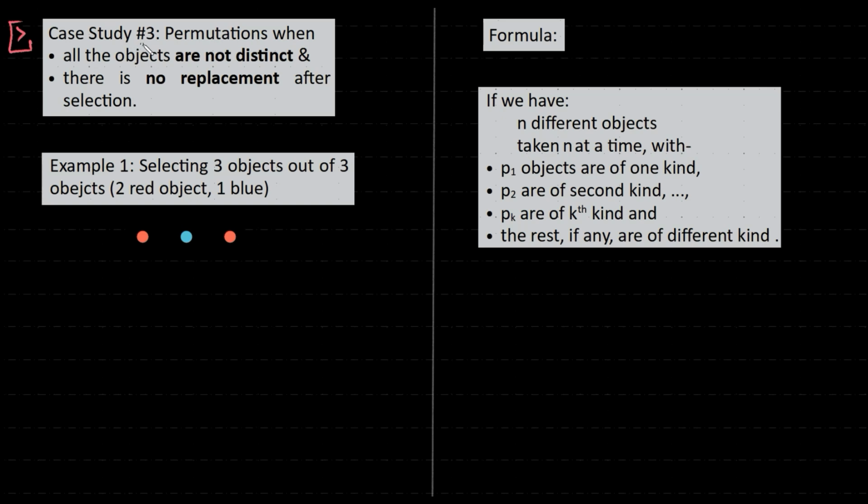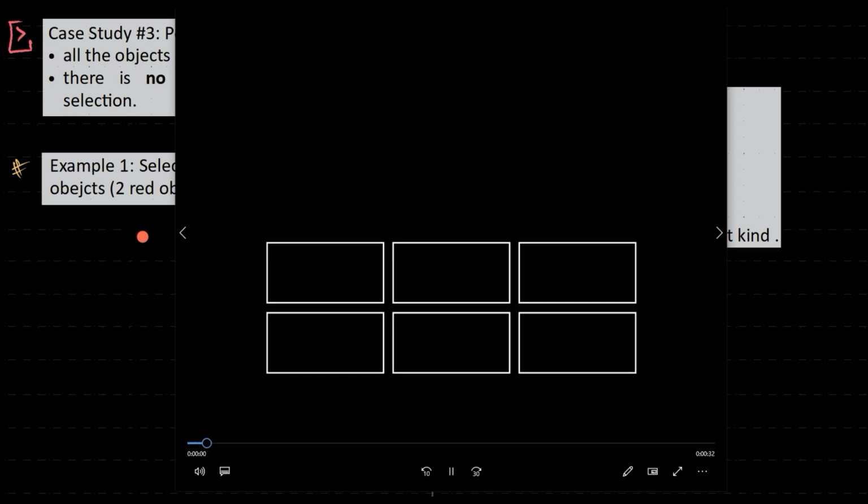Let's look at the third possibility. In this case, we're looking at objects that are not distinct, that we can't differentiate between. For example, over here, I have three objects. I have to select three and arrange them. So we have two objects which are the same, right? So they're not distinct. There's no replacement. Once chosen, it won't be replaced. So how many possibilities are there? Let's have a look at this.